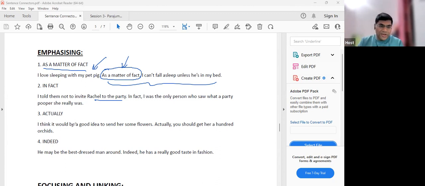I think it would be a good idea to send her some flowers. Actually, you should get her 100 orchids. So people use actually in a very surprising way. They are emphasizing on something. Indeed, he may be the best dressed man around. Indeed, he has a really good taste in fashion. Indeed means really, yes, in fact. Thank you very much indeed.